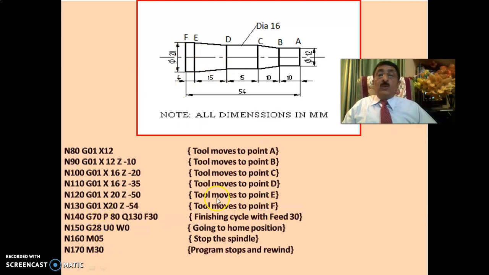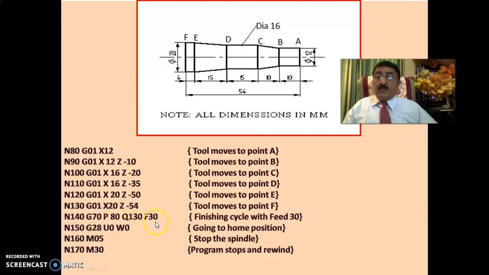Once you do this, you see here the beauty of this manual part programming. In N40, I just use G70. G70 is finishing. Whatever allowance is left on X and Z, 0.5, 0.5, will be removed once you give the G70 command. P80 and Q130 is the program, that means between A and F is the profile. That is what we have written between 80 and 130.